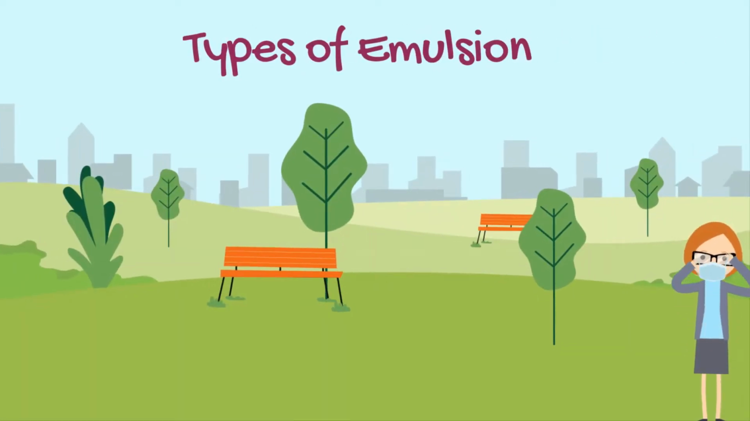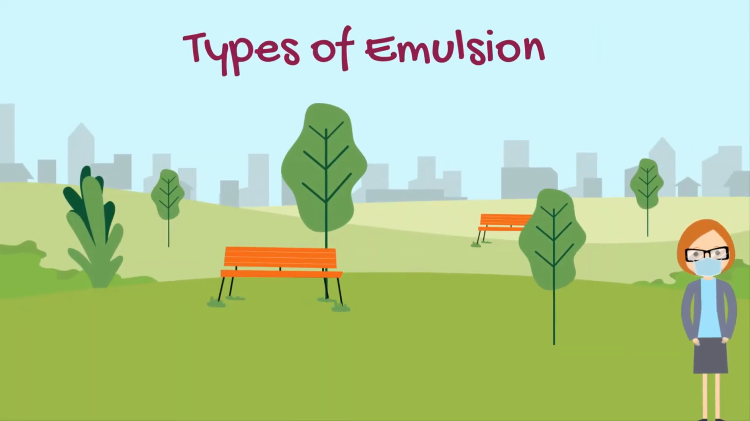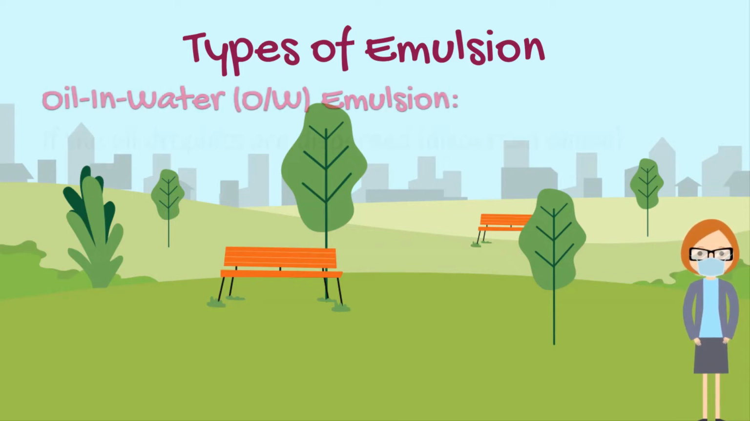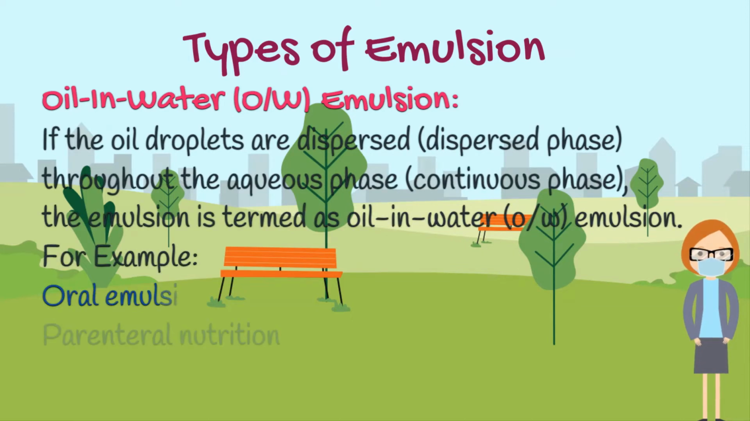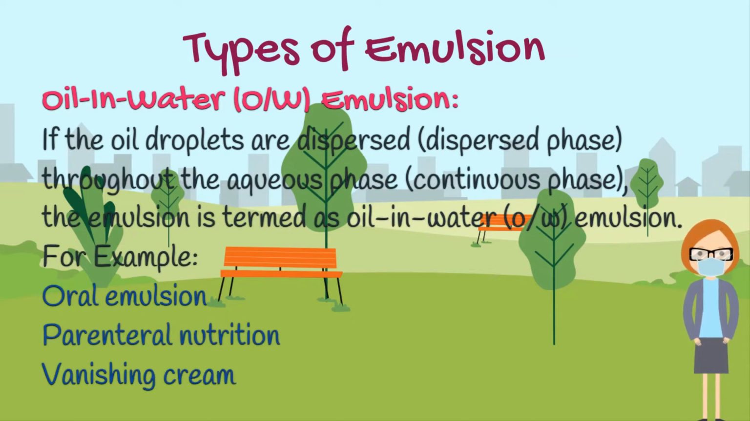Next are types of emulsion. Pharmaceutical emulsions usually consist of a mixture of an aqueous phase with various oils and/or waxes. Let's learn the different types of emulsion. Oil and water emulsion. If the oil droplets, that is, the dispersed phase, are dispersed throughout the aqueous phase, that is, the continuous phase, the emulsion is termed an oil and water emulsion.